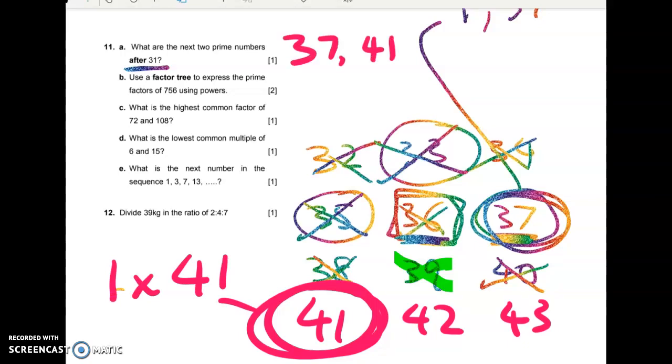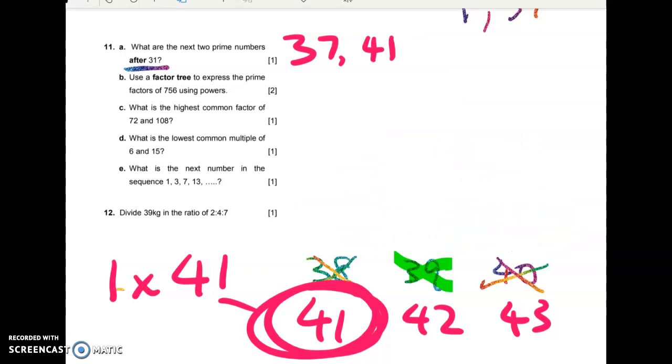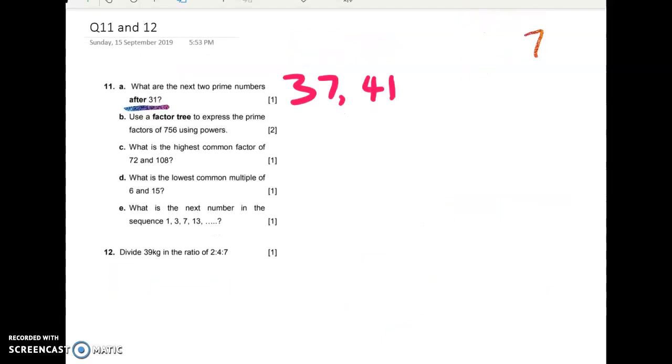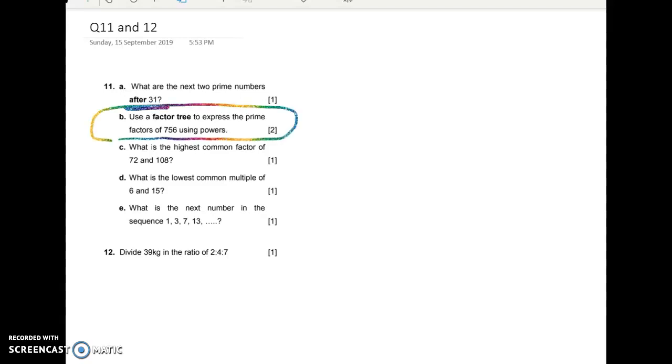Okay, use a factor tree to express the prime factors of 756 using powers. I can hear some of you going, why do we have to learn this stuff, miss? Well, this is really, really helpful for another mathematical skill, which is, well, the main one is factorizing, right? And so we practice this skill in the abstract because it's going to help me as an input into other skills, and sometimes those skills might or might not have real life uses.